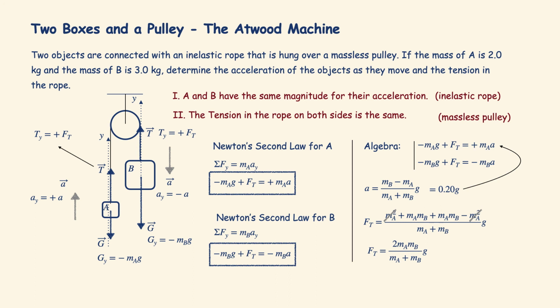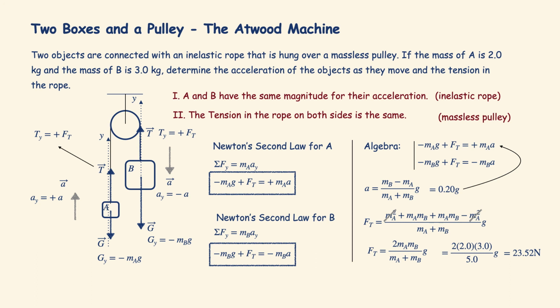Unless you're solving a problem in which you have to show your steps, you can use that. Numerically, this will be 2 times the mass of A, 2 kilograms, the mass of B, which is 3 kilograms, divided by the total mass of the system, which is 5 kilograms, and g, of course, is 9.8 meters per second squared. So that gives us for the tension 23.52 newtons.